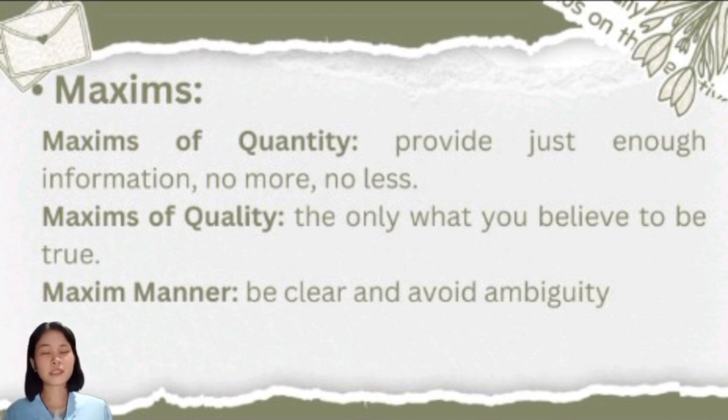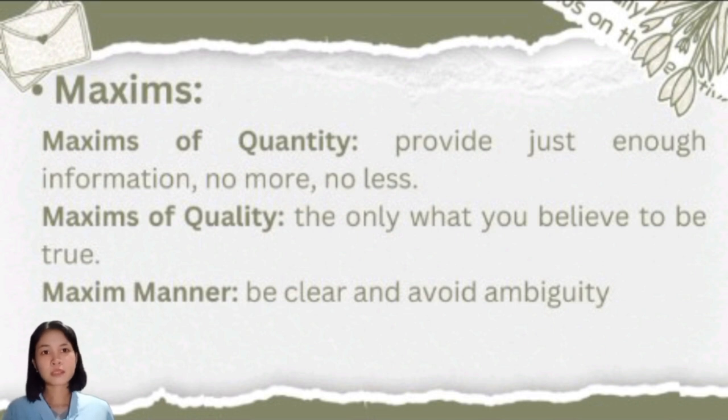Number three is the maxim of relation. What is the maxim of relation? Your information should be relevant, not irrelevant. Number four is the maxim of manner. What do you mean by the maxim of manner? We should communicate clearly. So that's all for the presupposition, implicature, and the cooperative principle.